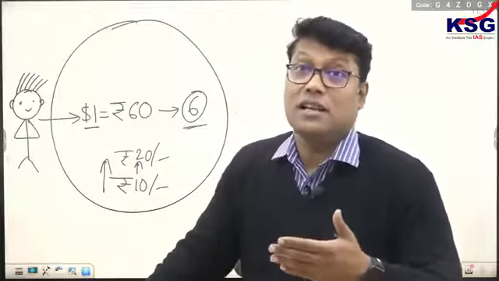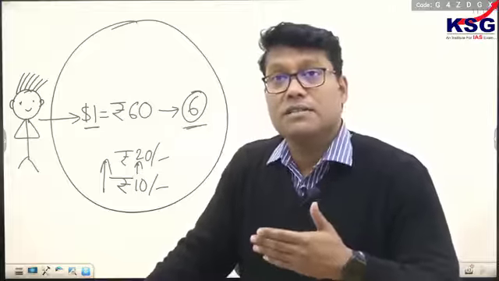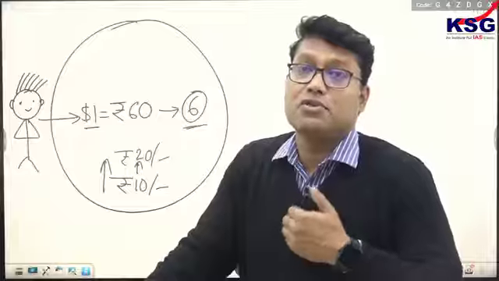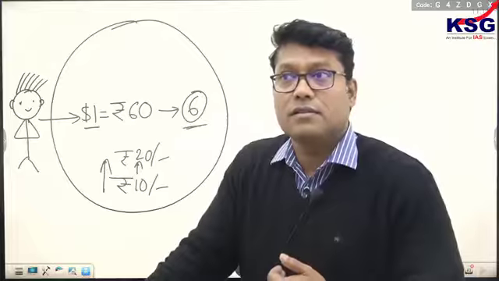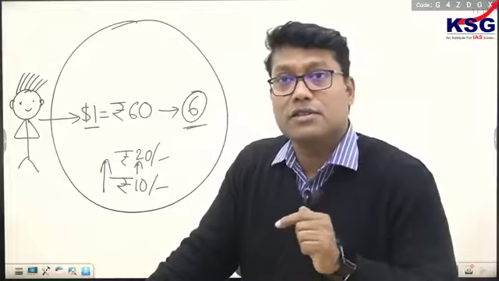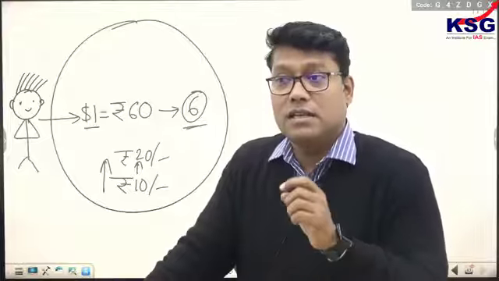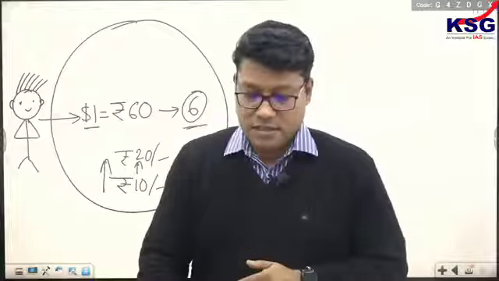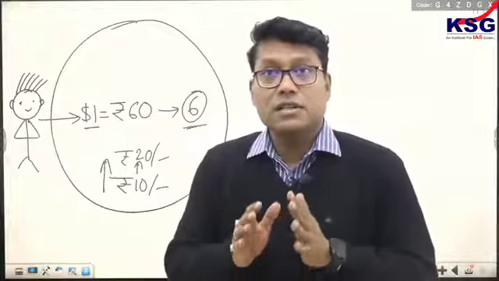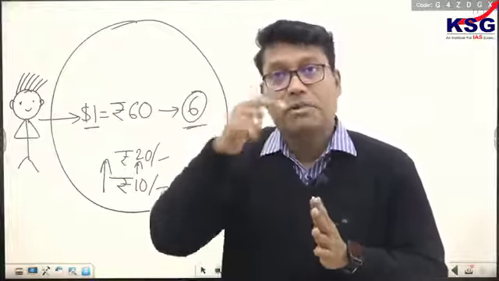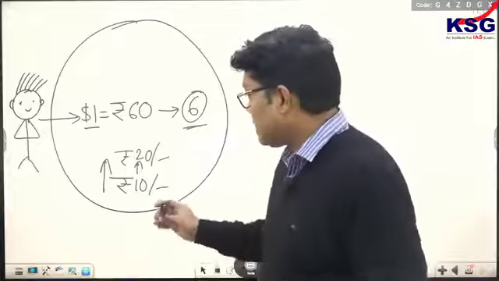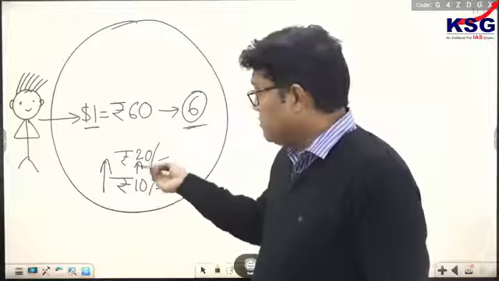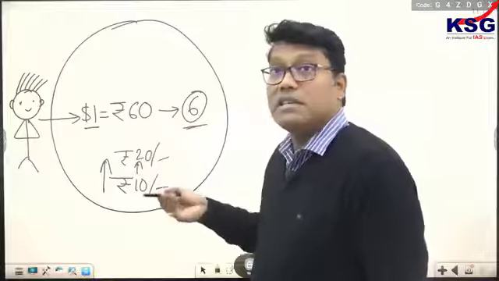The moment the price level increases from rupees 10 to 20, it means there is inflation, higher inflation. Remember in the class I discussed, inflation is a process of increase in price level. So just see here, the price level was 10 and now it is 20. So there is an increase in price level, and an increase in price level means there is inflation.